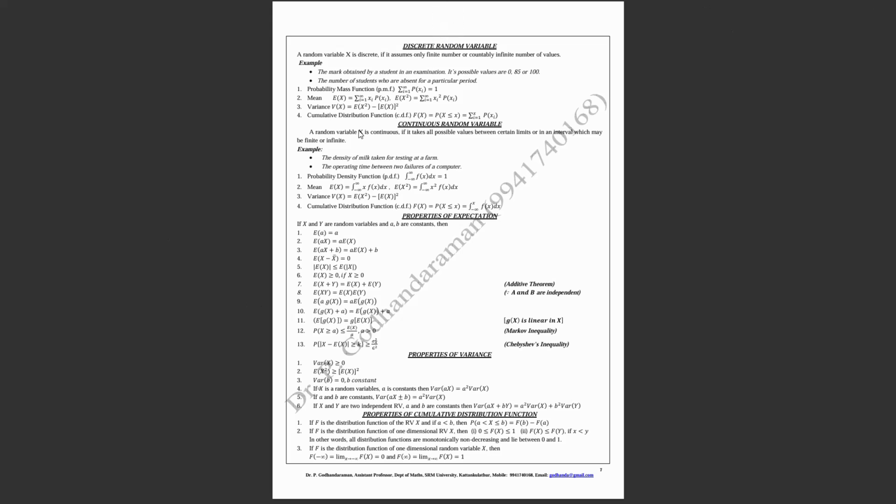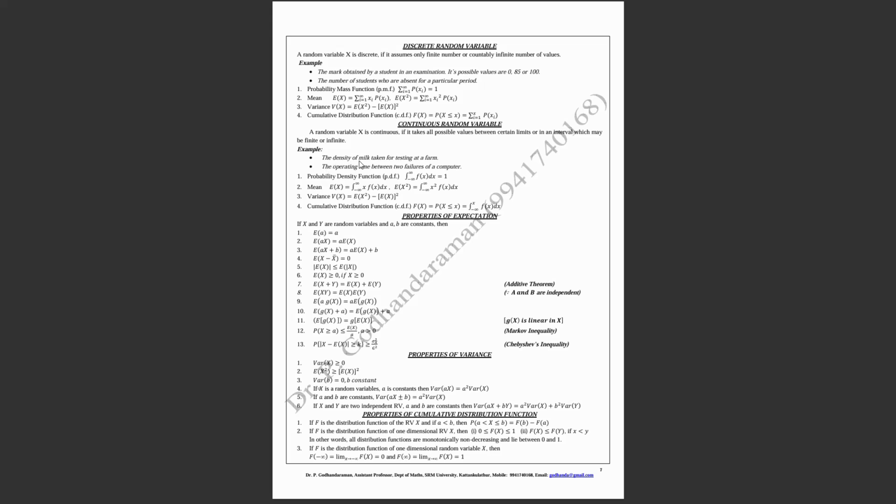Good morning. Today's class is about continuous random variables. A continuous random variable X takes all possible values between certain limits, or in an interval which may be finite or infinite. So we can say there are an infinite number of outcomes. These are examples of the continuous random variable.